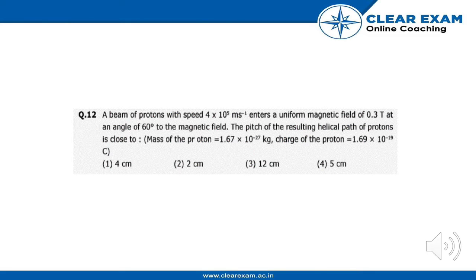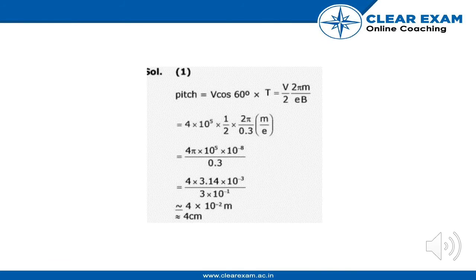1.67 × 10^-27 kg, and the charge of proton is equal to 1.6 × 10^-19 C, and we have to choose from the four options given to us. Let's move to the solution.